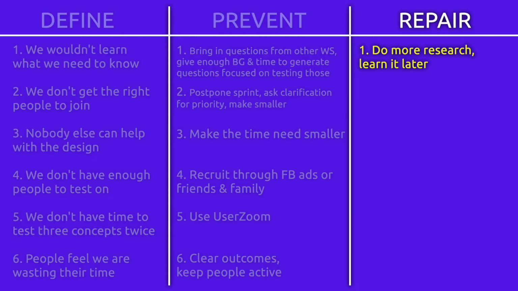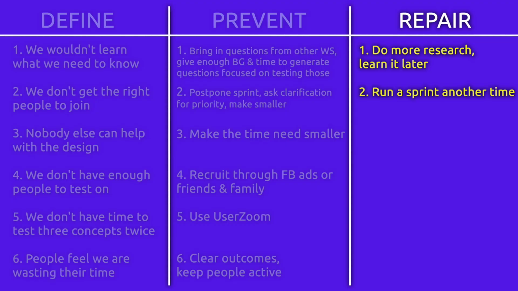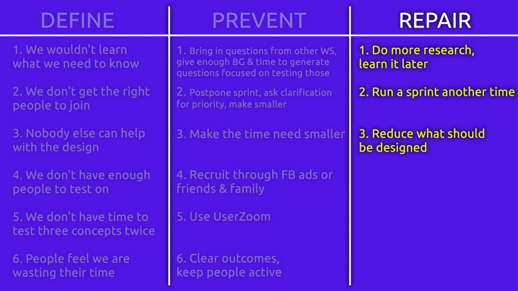2, we don't get the right people to join. Then if that happens, then we just run a sprint another time or try another way to get people on board. Pretty simple. 3, nobody else can help design. Then the repair that I could do is to reduce what should be designed. Pretty simple. 4, we don't have enough people to test on. Then I just use UserZoom and test in the UK instead of recruiting people for a moderated test, which we wanted to do with people from Sweden.